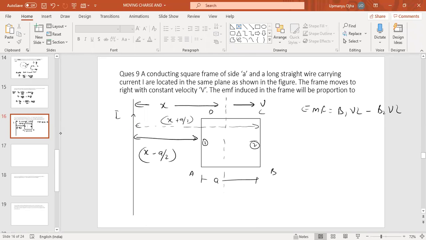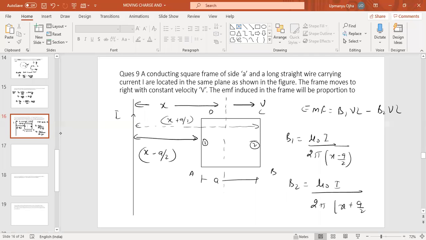So can we find the value of B1? B1 will be equal to mu naught I by 2 pi times the distance. Now the distance between the current carrying wire and AD is x minus A by 2. Similarly, B2 will be equal to mu naught I by 2 pi (x plus A by 2), because the current carrying wire's distance from BC is x plus A by 2.